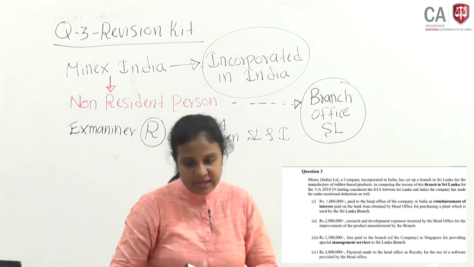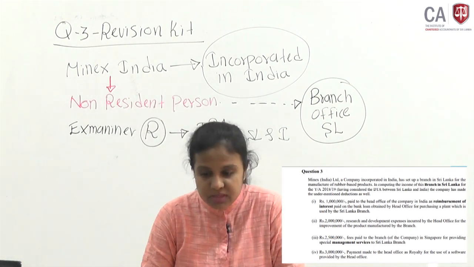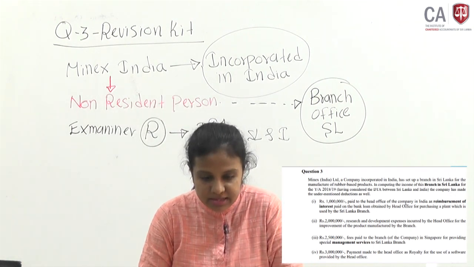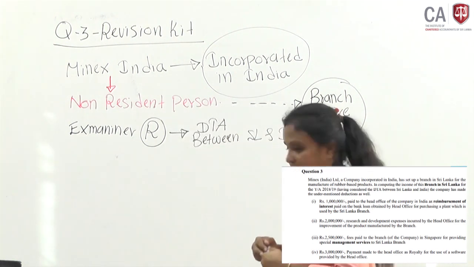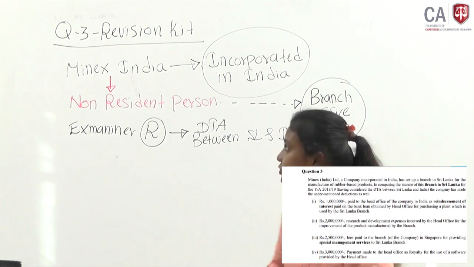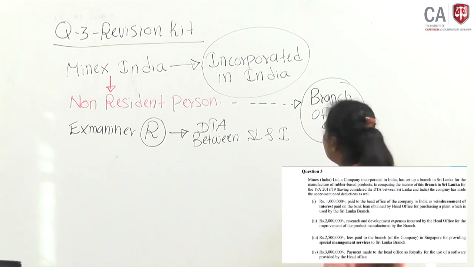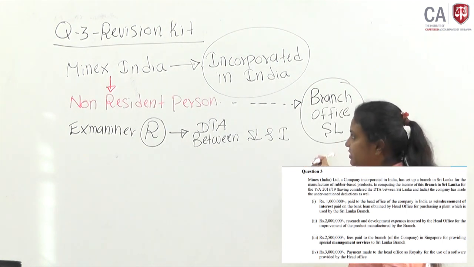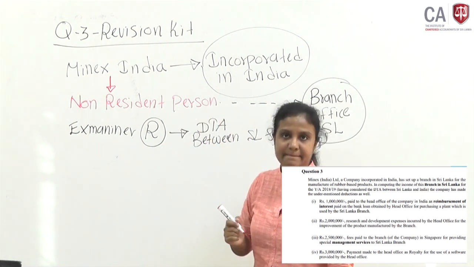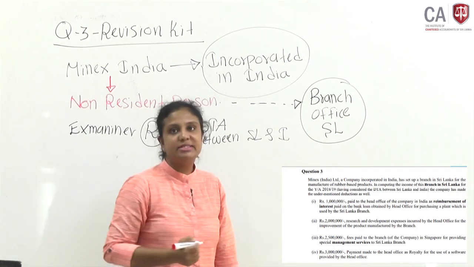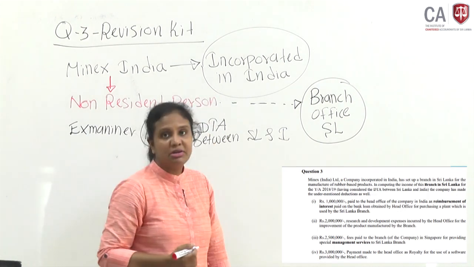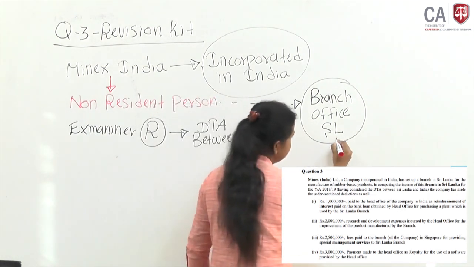Okay. Then accordingly, the company has made the undermentioned deductions as well. Now, first thing, I am again doing a bit of revision. This is a branch office with reference to a non-resident person. Therefore, if there is a branch office situated in Sri Lanka with reference to a non-resident person, what is this?